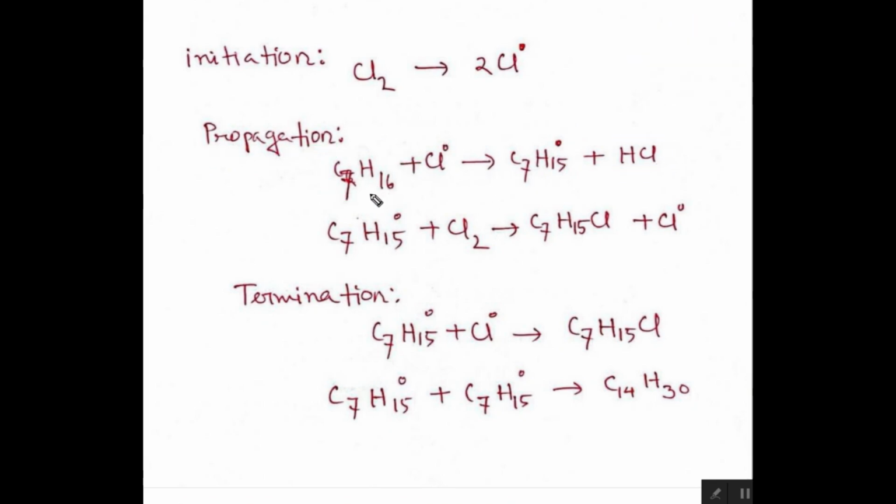Here one hydrogen radical forms. That hydrogen radical reacts with chlorine free radical to form HCl, and C7H15 free radical is produced.